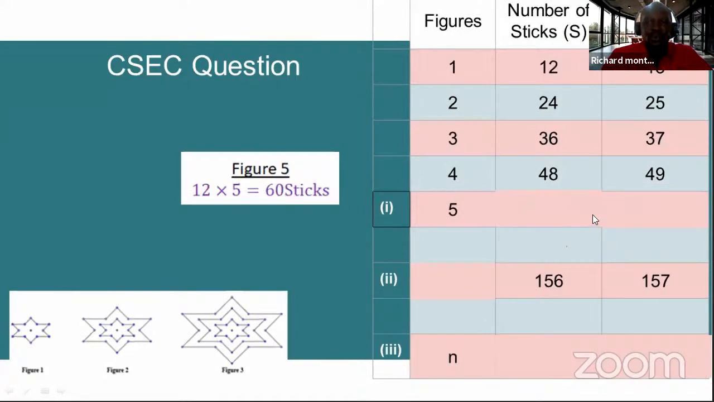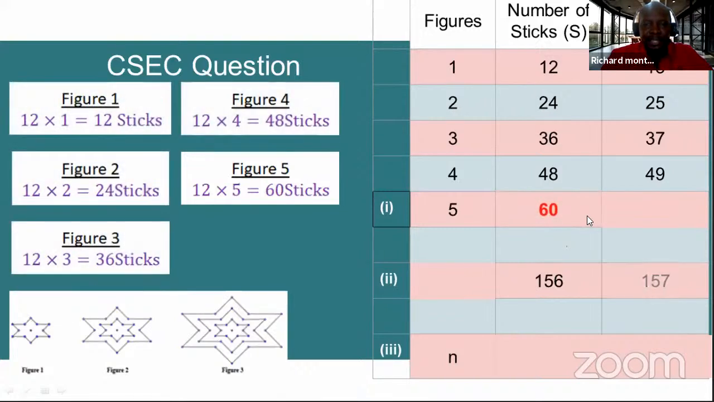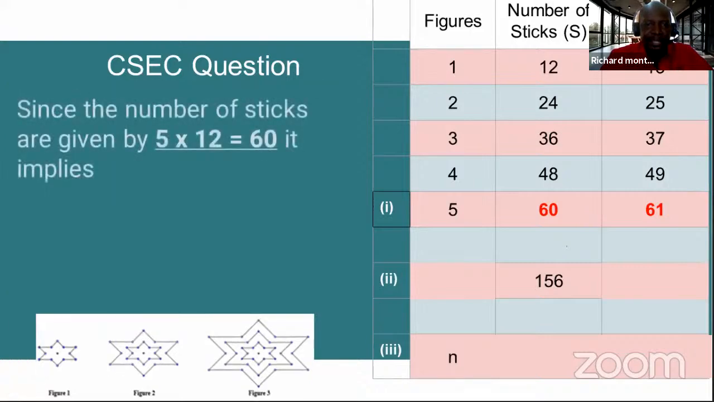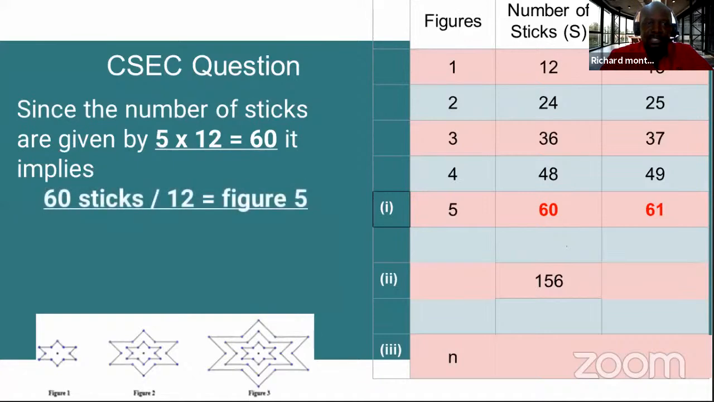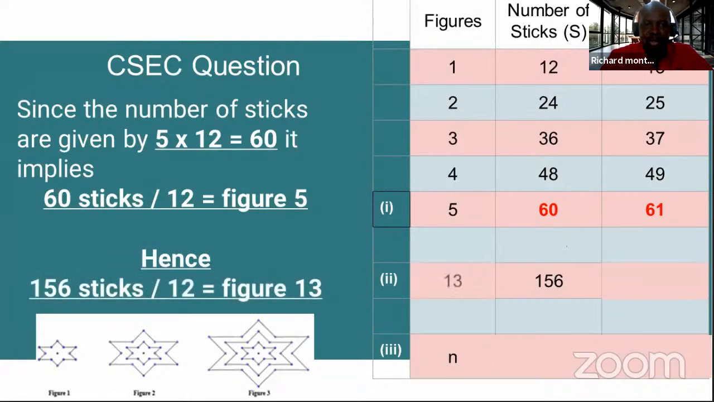All right, so this is the working for those who were not following. Since we recognize that we're going up by 12, all we needed to do was multiply figure 5 by 12 to get our 60 dots. And then we would add 1, so it would be getting 61 dots. And since we're multiplying by 12 each time in order to get our figure number, we would then just divide by 12. And that's how we would end up with 13 there.